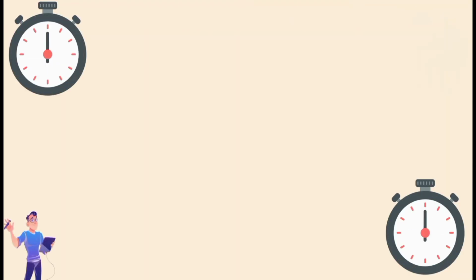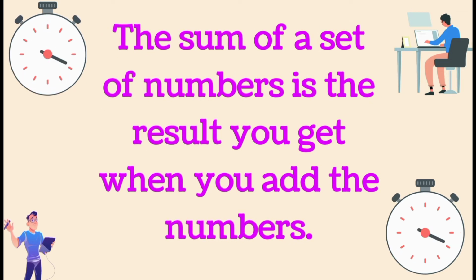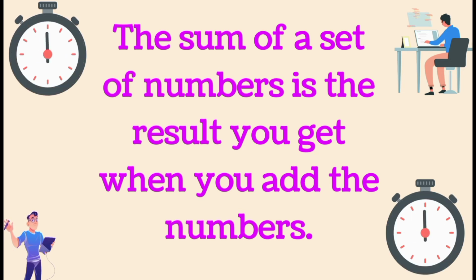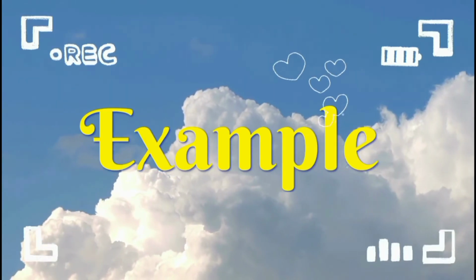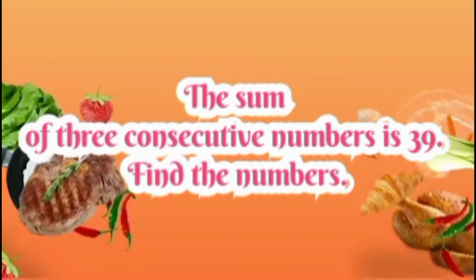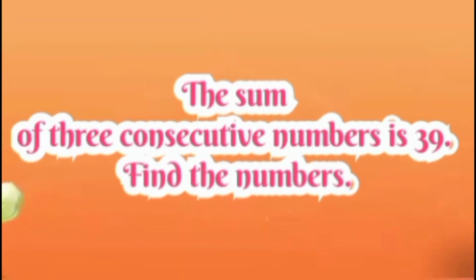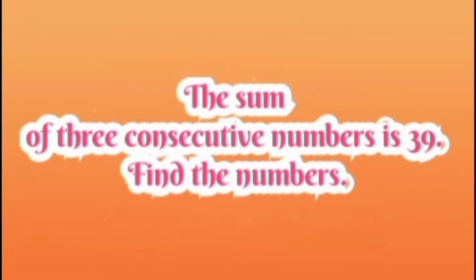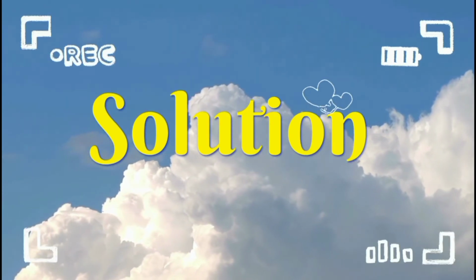The sum of a set of numbers is the result you get when you add the numbers. For instance, you are asked to add 5 and 2. So it means that the sum of 5 and 2 is 7, by adding 5 and 2 together. Let's take this example. This example reads, the sum of 3 consecutive numbers is 39. Find the numbers. Now let's take the solution.